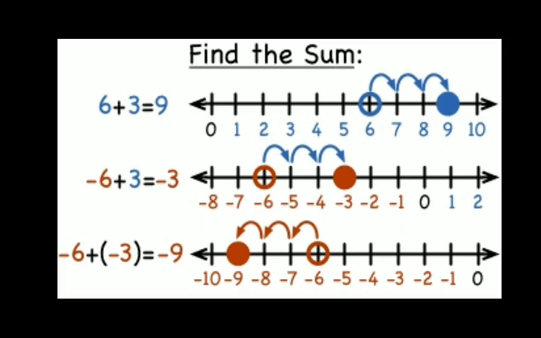Now we will see how to add integers using a number line. First, 6 plus 3. Identify 6 on the number line and jump 3 steps forward. You will land on 9. So 9 is the answer.